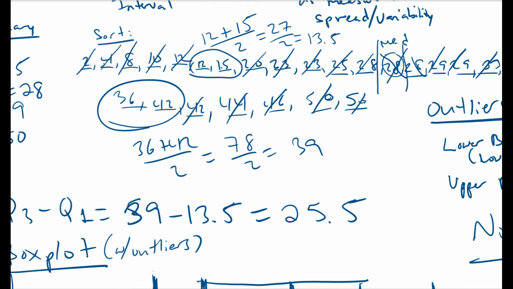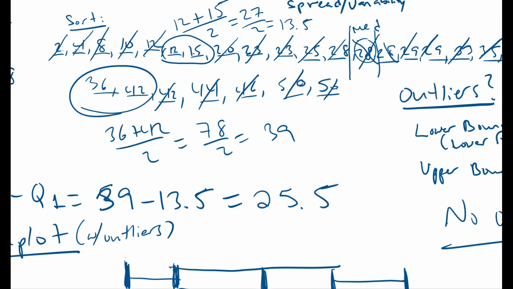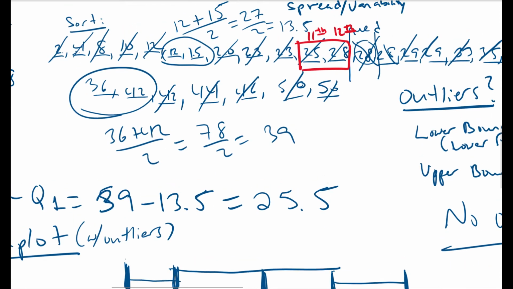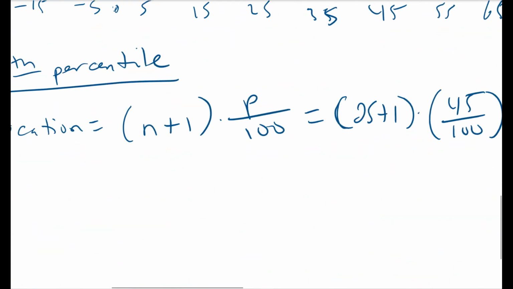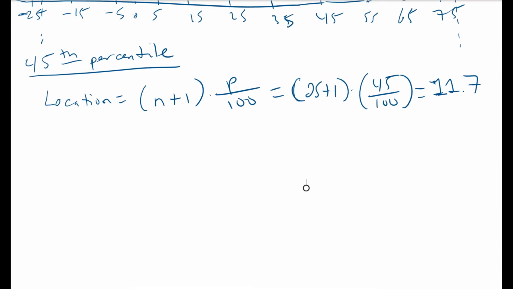Now, since we are looking at 11.7, we're interested in those two numbers there, the 11th number and the 12th number. So our number is sort of between the 11th and the 12th numbers. Our 11th is 25, our 12th is 28. So we're going to write those two numbers out, because we're going to need them to calculate the value.